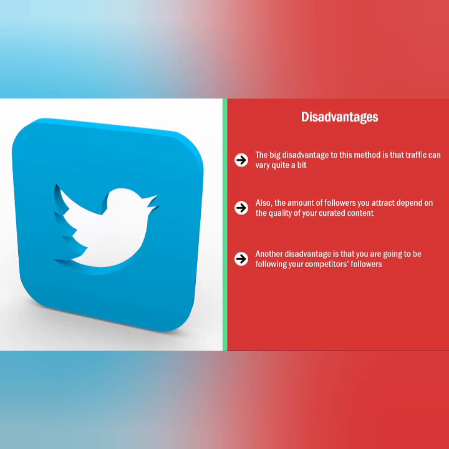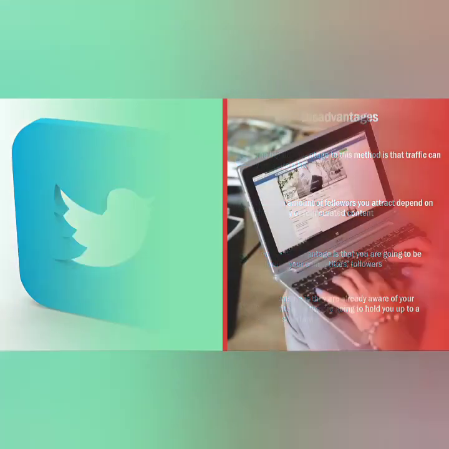Another disadvantage is that you are going to be following your competitors' followers. In other words, you're not going to be targeting people who are complete virgins to your niche. This is a good thing because these people are already interested in your niche. The downside is they are already aware of your competitors, so they're going to hold you up to a certain standard. You must meet that standard, otherwise you're not going to convert.